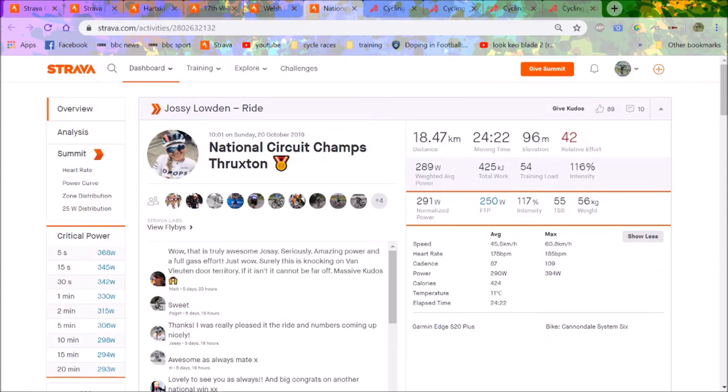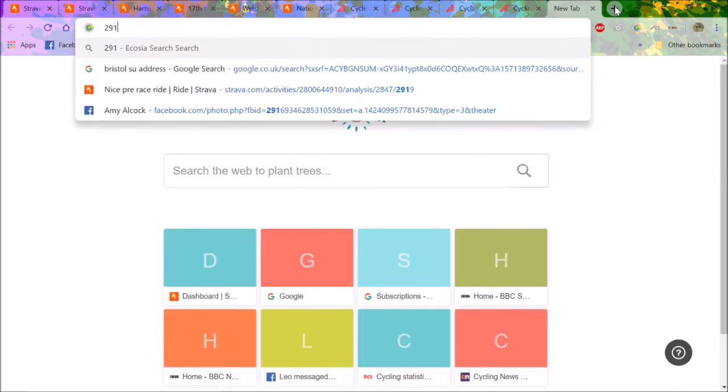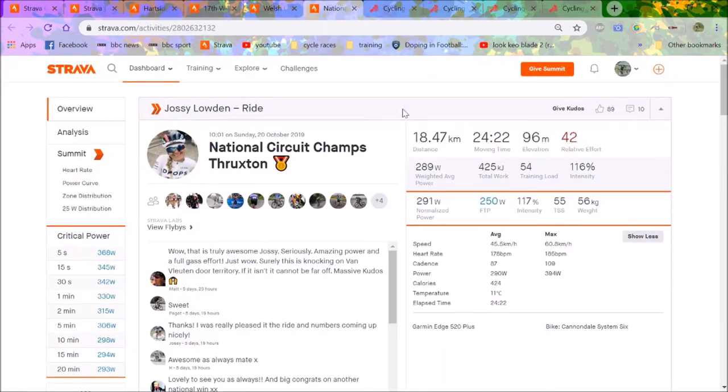We then have Jessie Loudon, who I think has a very high chance. I think she's gonna win. She's at 290 watts at 56 kilos. So again, that's well over 5 watts per kilo, 5.2 watts per kilo. And you have to remember, this is the TT position, 24 minutes in the TT position.